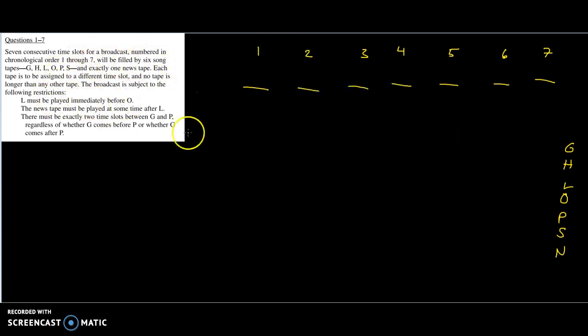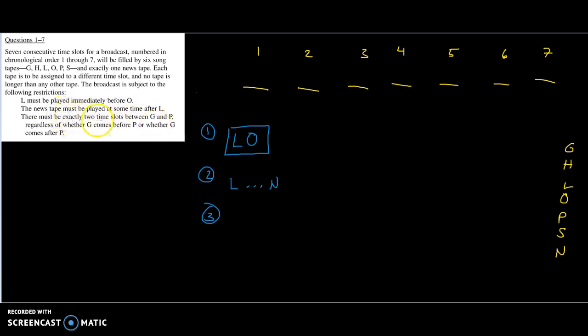Let me switch this up. Number 1, it says L must be played immediately before O. So that means we have a block. L has to go right in front of O. No space in between. Okay, there's rule number 1. Rule number 2, the news tape must be played sometime after L. So that can be written like this, right? Someplace after the L, we know that there's N, but we don't know how many spaces. So that's all that we can do there.